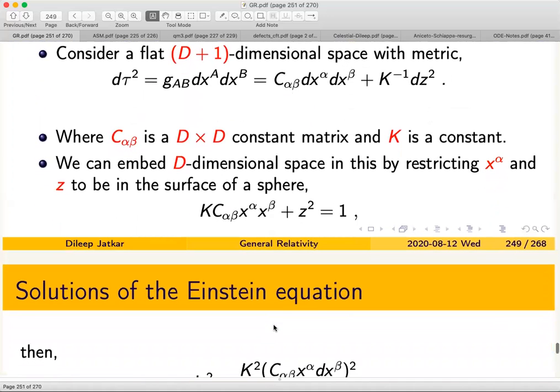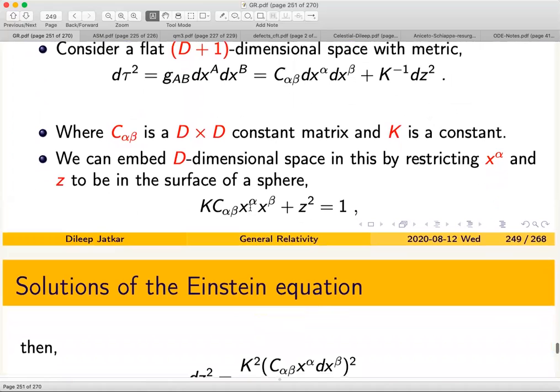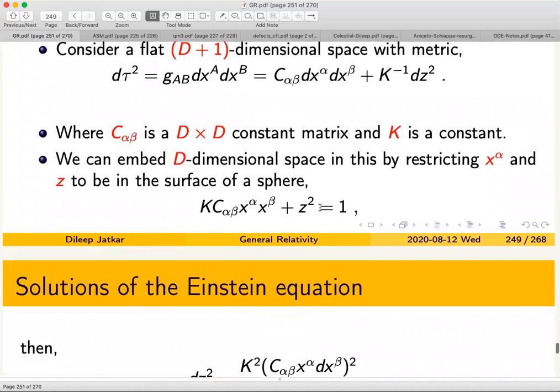Yes, sir. So what we'll do is we'll take this equation, and we can eliminate z from this equation. We can write down z squared is equal to 1 minus all this stuff, and take the square root with a plus minus sign. You have two solutions for z. Write down dz for that, you can write down dz in terms of dx. Then you can get rid of this dz squared and write down the expression completely in terms of dx alpha and dx beta.